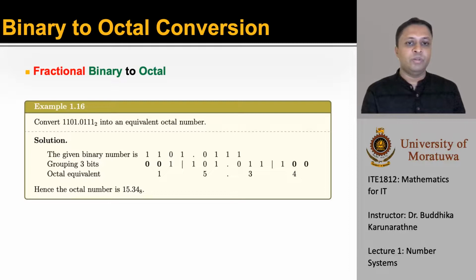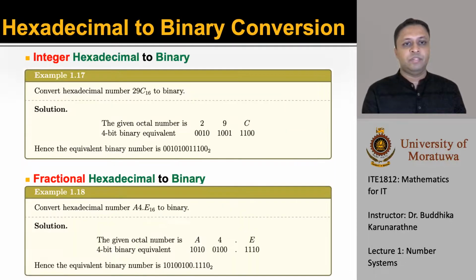So you can write down the full fractional number in octal, which has both integer and fractional parts, as 15.34 in the octal number system. So that's how you convert fractional binary to octal. We now move on with another type of conversion, hexadecimal to binary. We previously did octal to binary, and now we are looking at hexadecimal to binary.